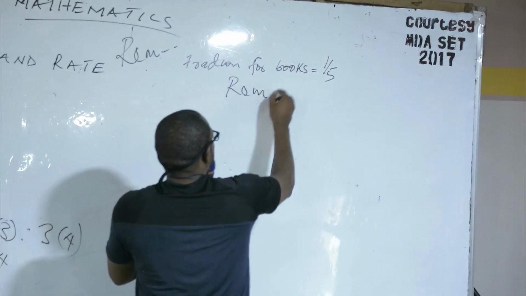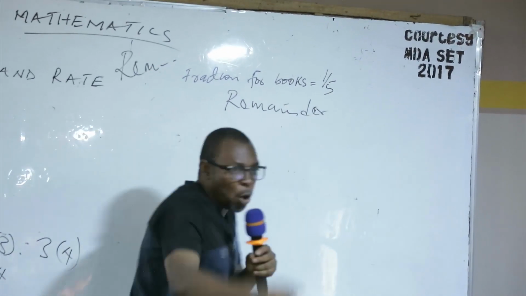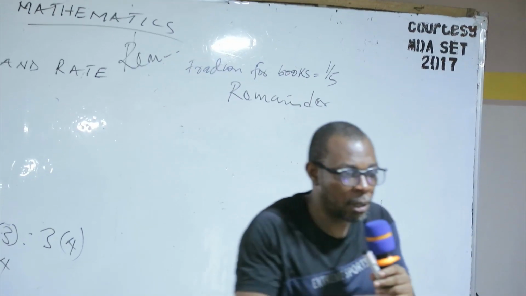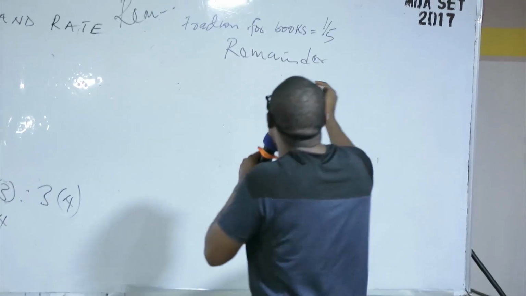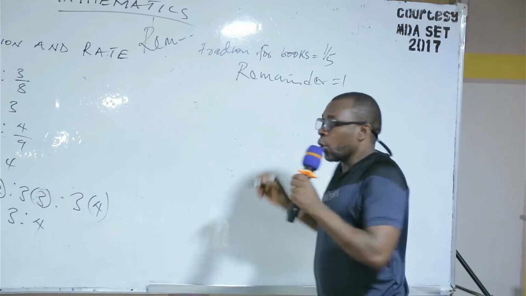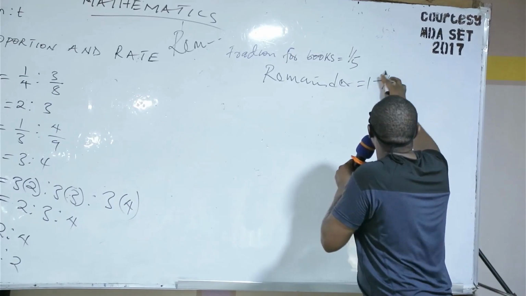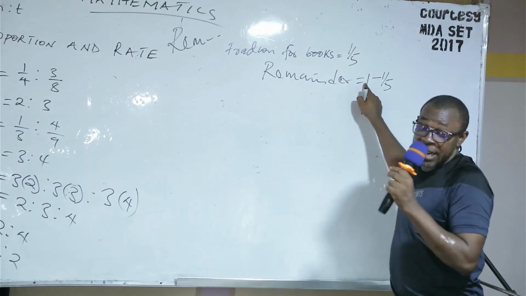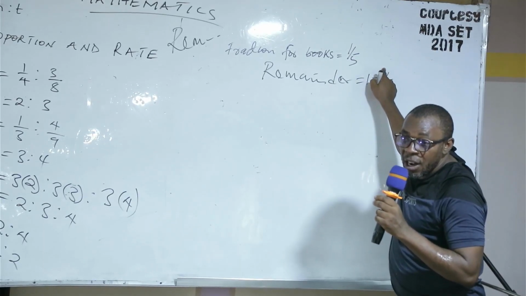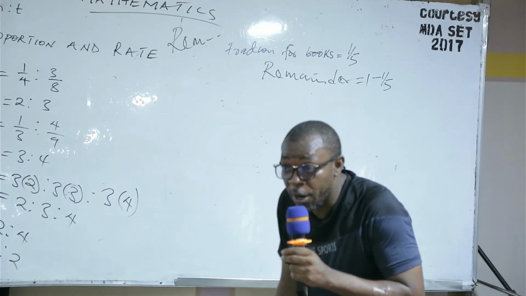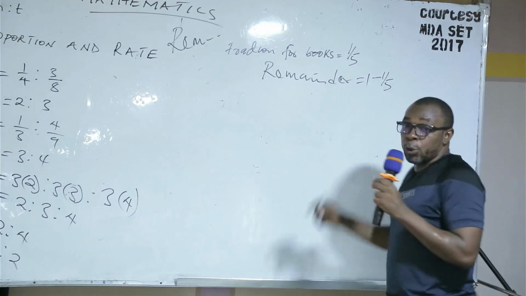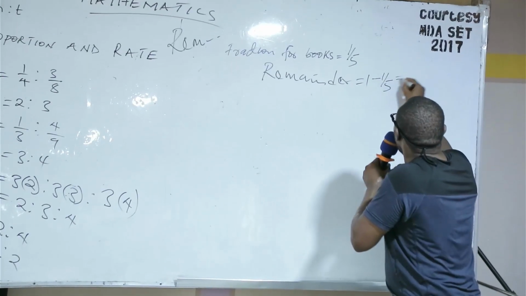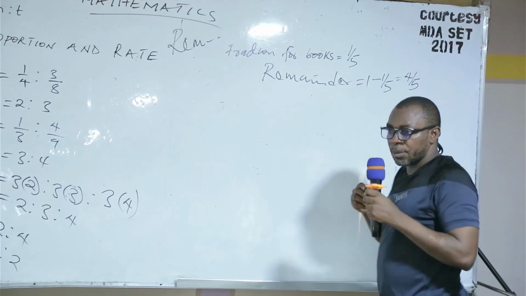Let's get the remainder. How can I get the remainder? 1 minus, because the man was spending from the whole. So 1 minus 1/5. See, very simple. This is what you do. 5 times 1 minus 1. It is not 6, it is 4. 5 times 1 is 5, minus 1 gives you 4. So the remainder becomes 4/5.